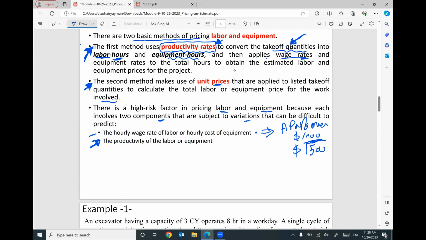I think today is a wet day. We have rainfall. The productivity for the labor and for the equipment will be very low because the ground is wet. The rainfall is heavy. So these two factors will make it difficult to predict the actual cost. So we should consider a risk.